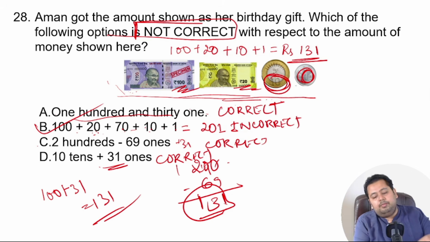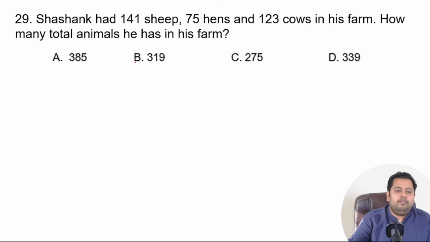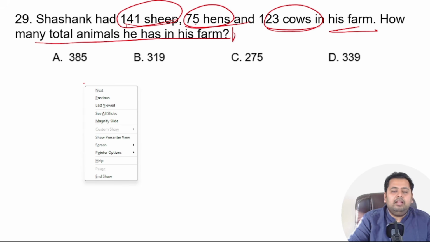Let's now go to question number 29. If you got question number 28 correct, give yourself a star, and we move to question number 29. It says Shashank had 141 sheep, 75 hens, and 123 cows in his farm. How many total animals does he have in the farm? You have to find out. So again, give yourself some time. We meet on the other side.